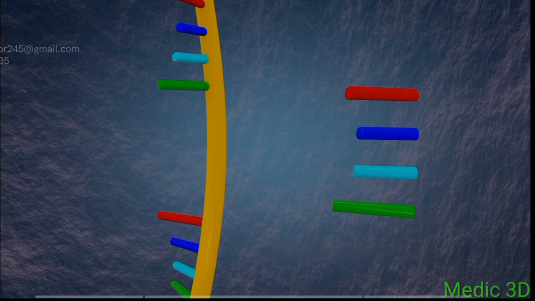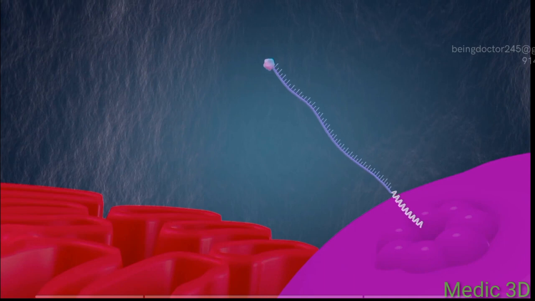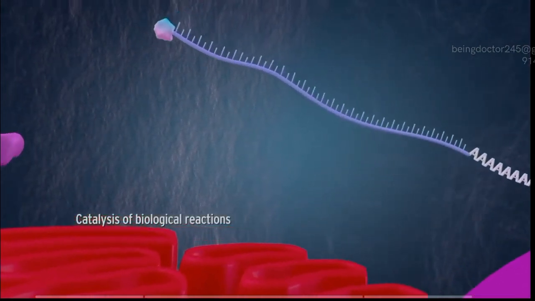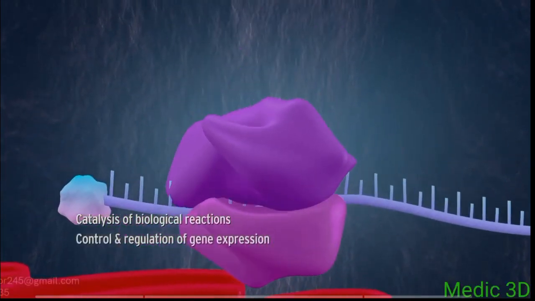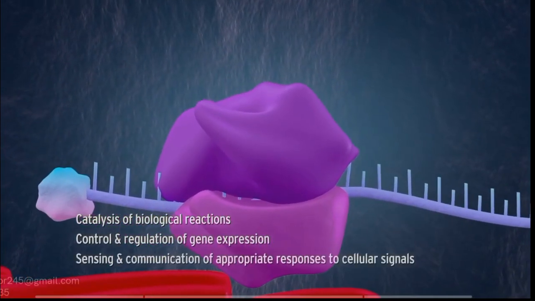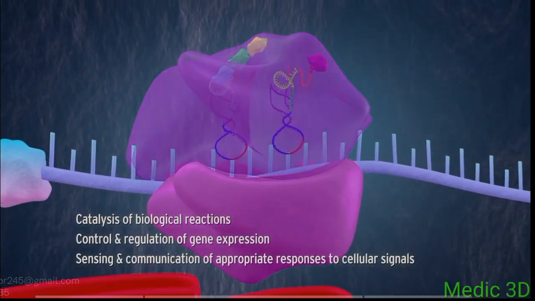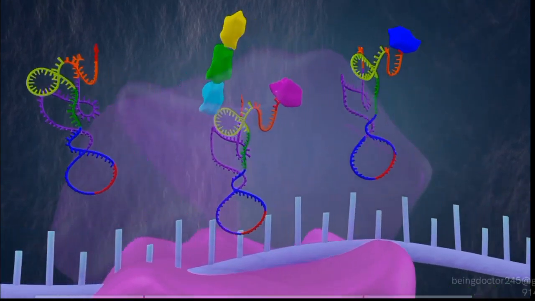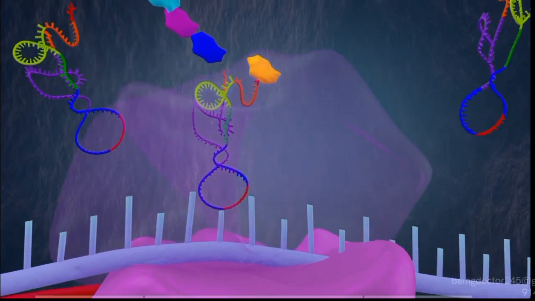Several viral genetic materials are encoded by an RNA molecule. The RNA molecules play several significant roles, such as catalysis of biological reactions, control and regulation of gene expression, sensing and communication of appropriate responses to cellular signals. Among these, protein synthesis is universally the most important function of RNA molecules.